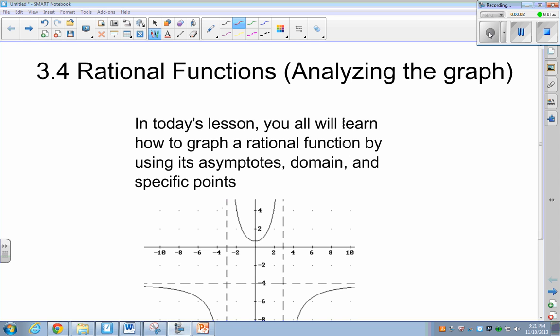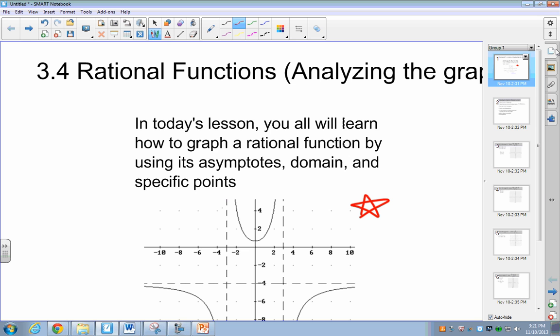Hey College Algebra. In today's video, we're going to be analyzing rational functions by creating their graphs. So, in today's lesson, you guys will learn how to create a rational function graph by finding what their domain is, their asymptotes, and specific points, so you guys can graph something like this bad boy.